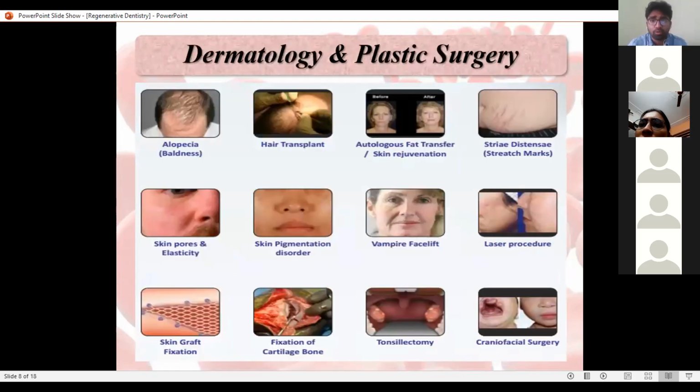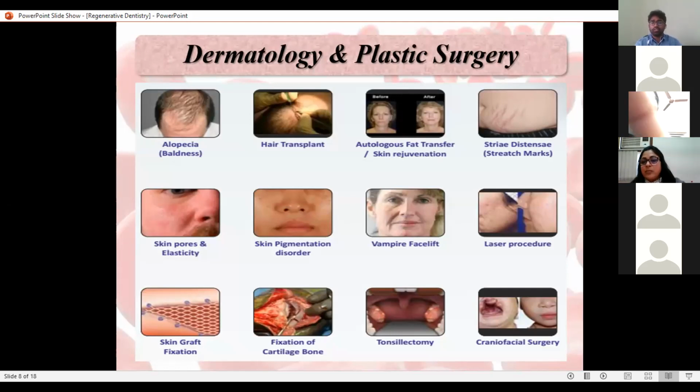When it comes to the role of PRP in dermatology and plastic surgery, we are using it exclusively in the field of aesthetics. We can use the PRP for androgenic alopecia. It requires 3 to 5 sittings.